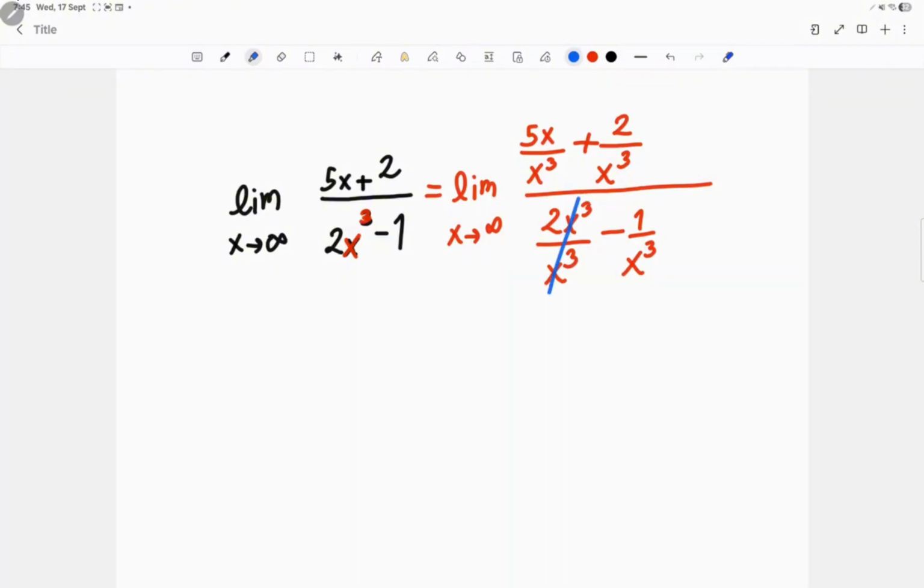This will cancel. Whenever the power in the bottom is higher and it's approaching infinity, the whole thing becomes 0. So you're going to have 0 plus 0. X cubed is higher than x. It's 2x to the power of 3. Yeah, 2x. No, I'm saying 3x. Oh, okay. This becomes 0. This is a 2 and that's a 0. So the whole thing is 0.